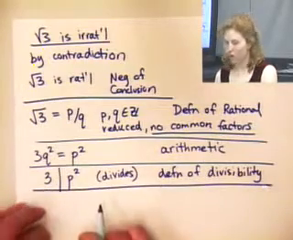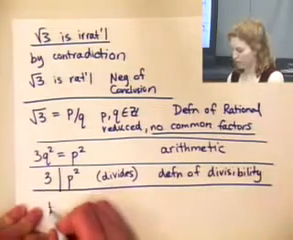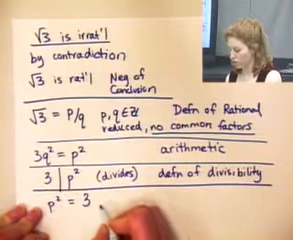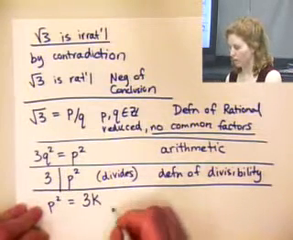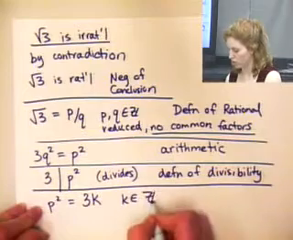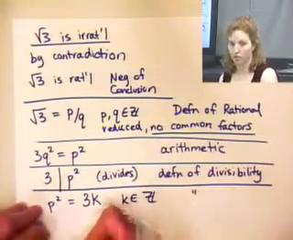Now, if 3 divides P squared, that means I can write P squared is equal to 3 times some number, and we'll say k, where k is in the integers. And that's also by the definition of divisibility.